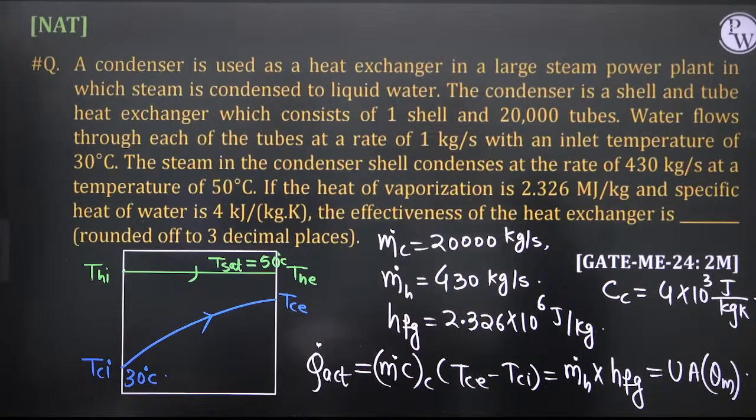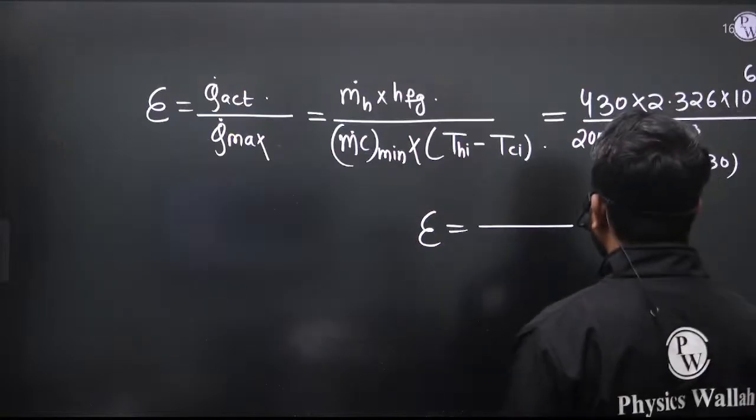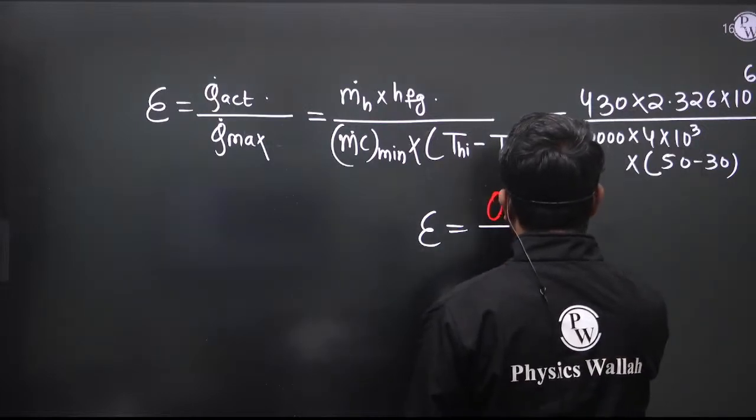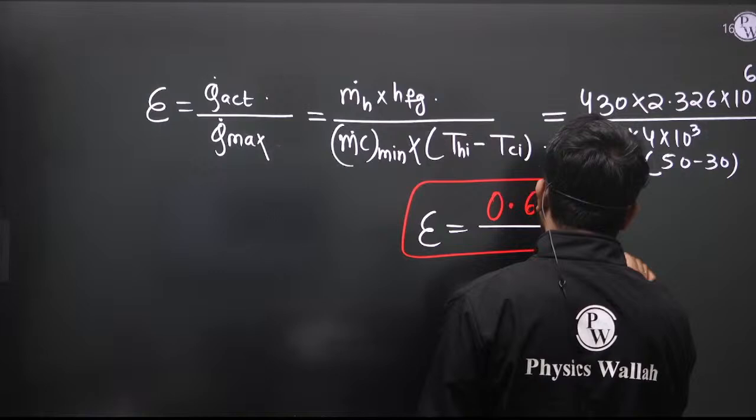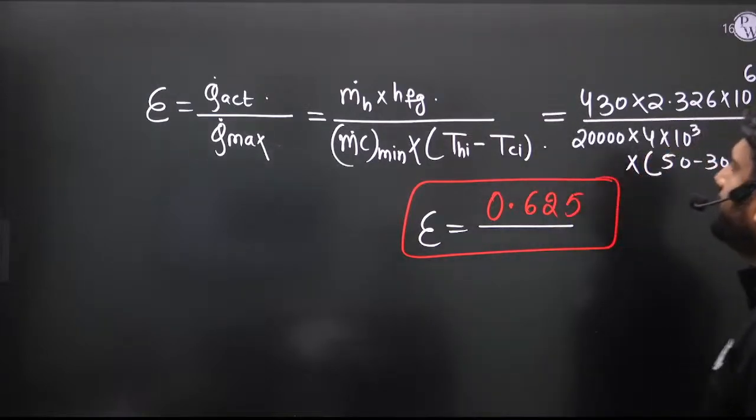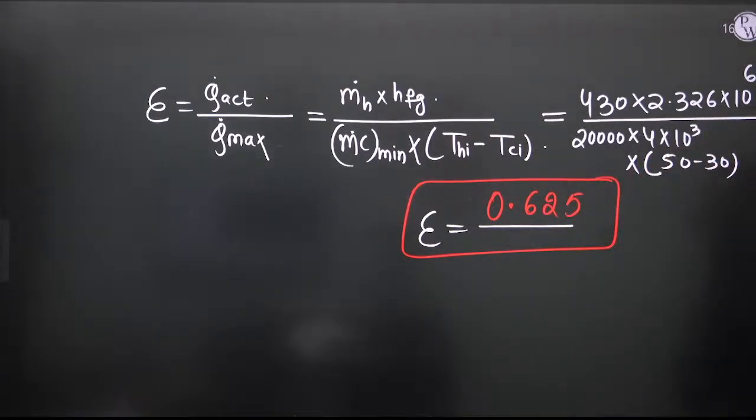Is it clear or not? 0.625. Everyone getting this 0.625? Everyone getting this?